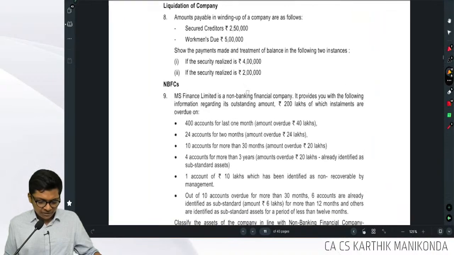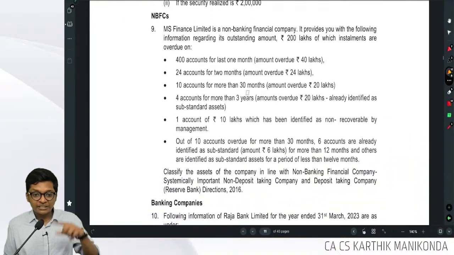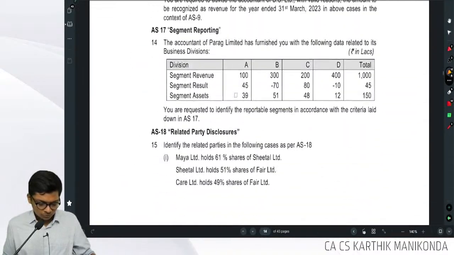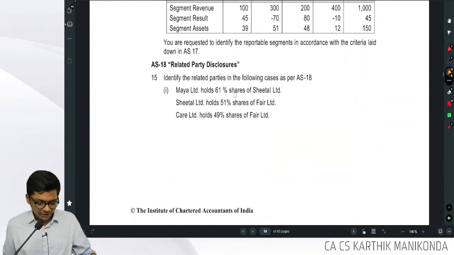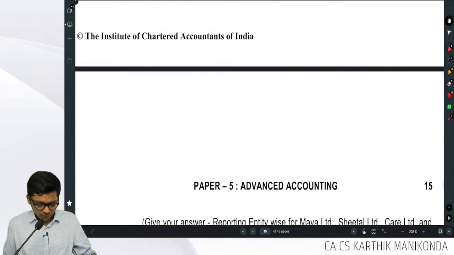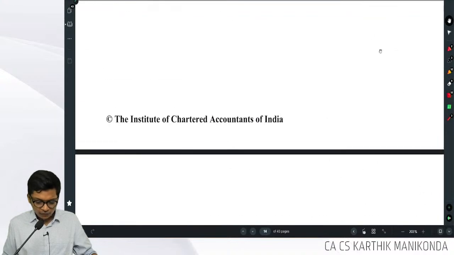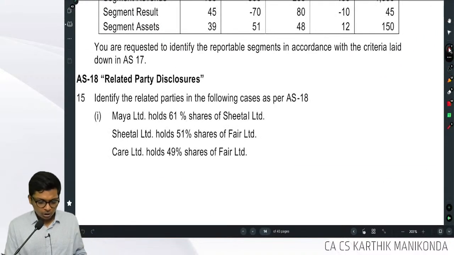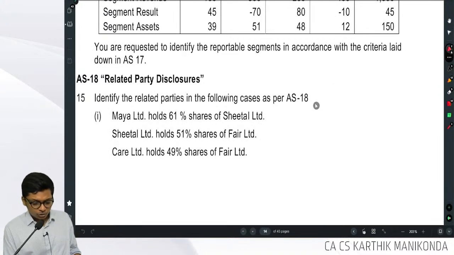Remember, guys, not part of a thing, but NBFC is important this time, especially a question like this. Have a look. Yeah, if I go to AS 18, this is our question. You have to write who is related to whom. So if you see Maya, Sheetal and Far, we have to try to draw.